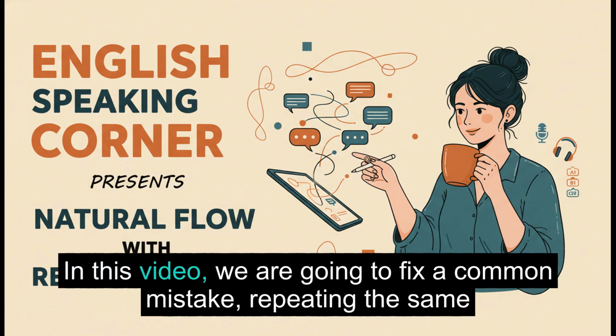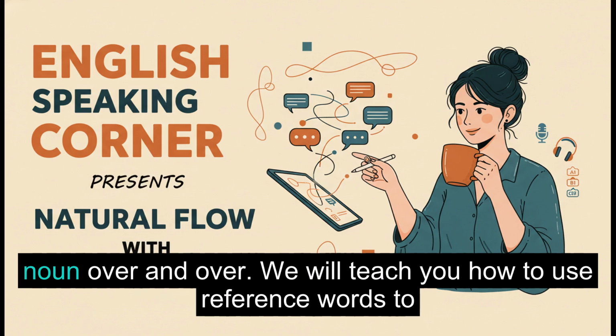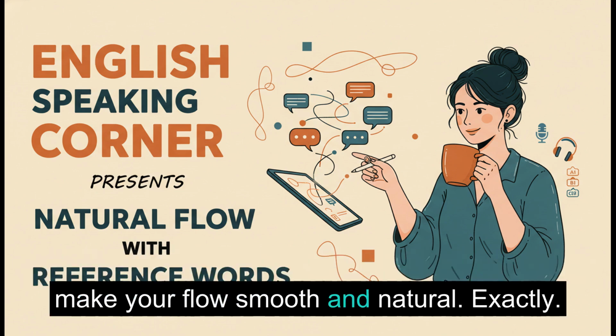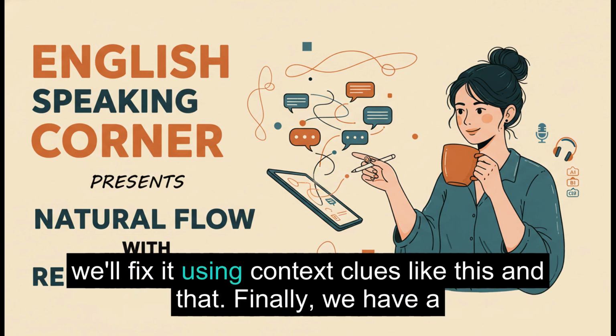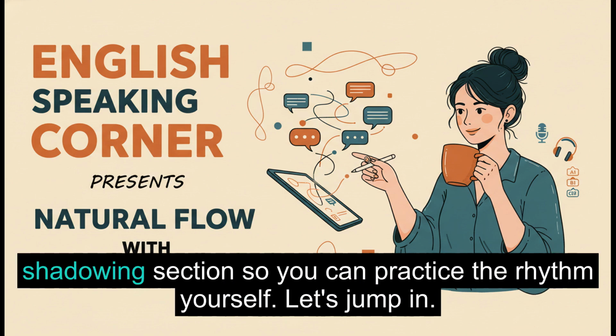In this video, we are going to fix a common mistake, repeating the same noun over and over. We will teach you how to use reference words to make your flow smooth and natural. Exactly. First, we'll listen to a dialogue where a speaker gets stuck repeating words. Then, we'll fix it using context clues like this and that. Finally, we have a shadowing section so you can practice the rhythm yourself.